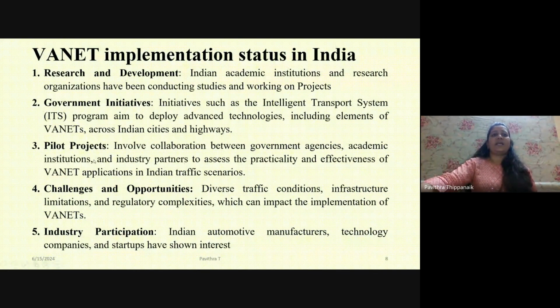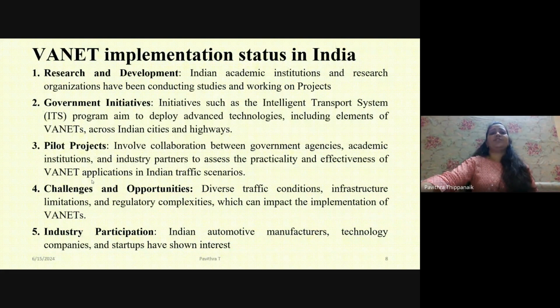Next is the pilot project. Once these issues have been resolved, that is proper research is done and government is ready to take the initiative, then we can go ahead with the pilot project. So as an application of VANET, we can see certain applications right now in India that I'm going to discuss in the next slide. But still a lot of effort needs to be done if we really want to completely implement the VANET in our country.